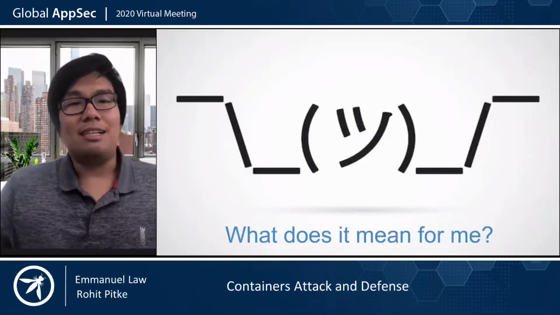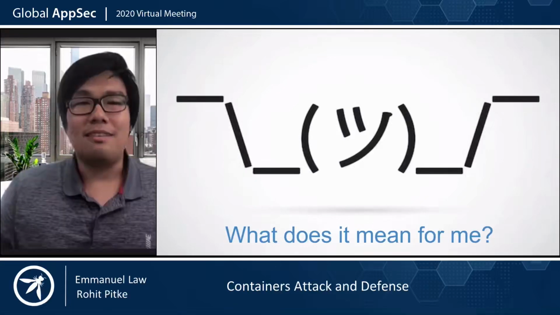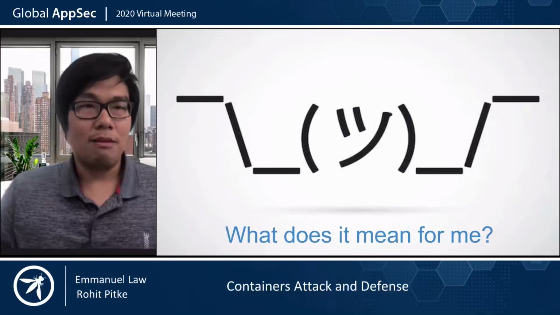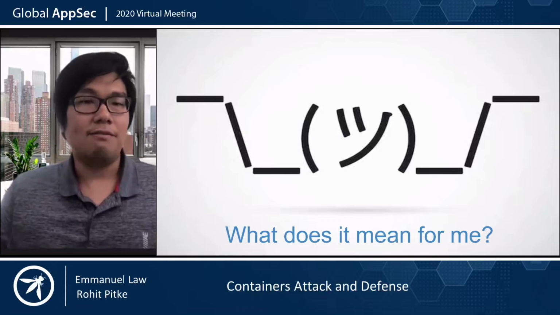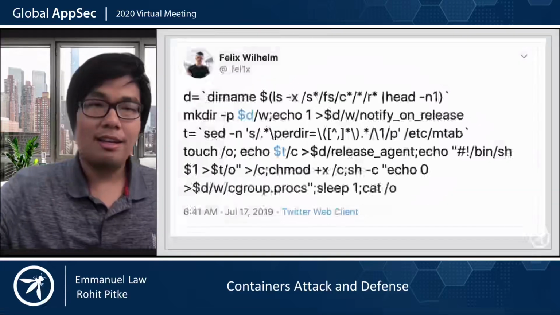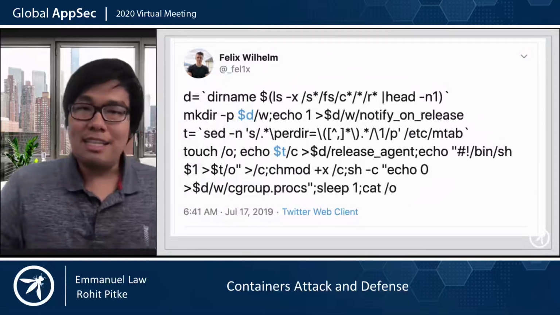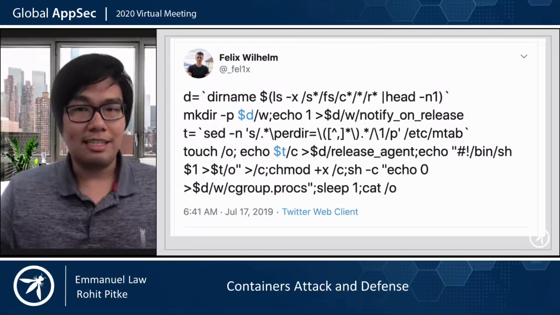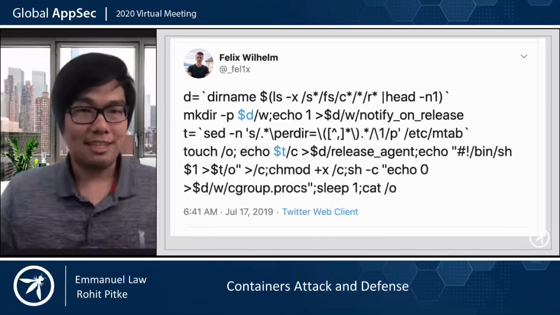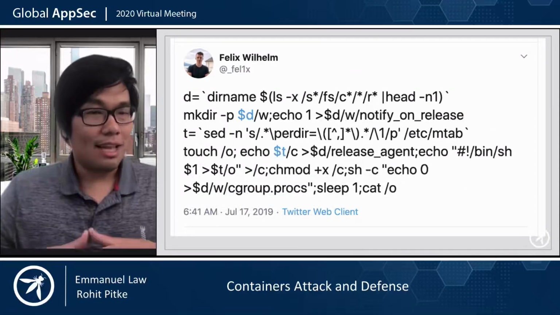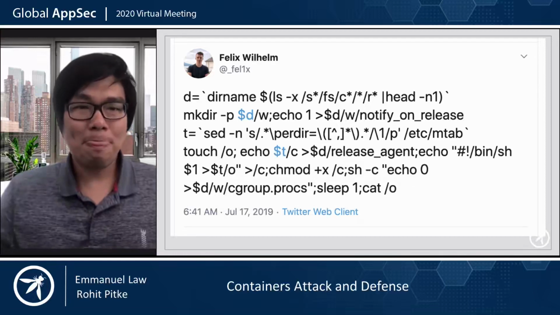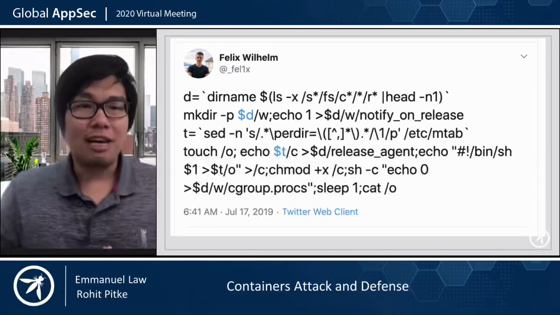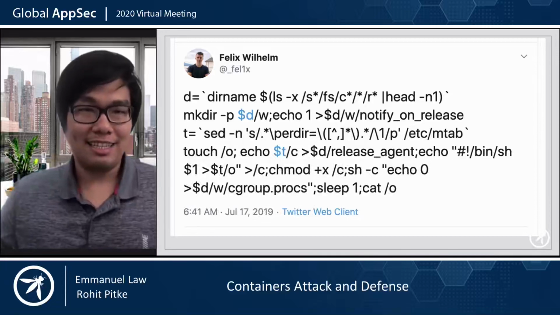But as a developer, what does it really mean? I mean, we know that it's not too good from a security perspective, but from a pragmatic perspective, what does it really mean for me? What this means is that the exploit to break out of a privileged container can fit in a single tweet. I'll let that sink in for a moment. That's 140 characters to break out of a privileged container.